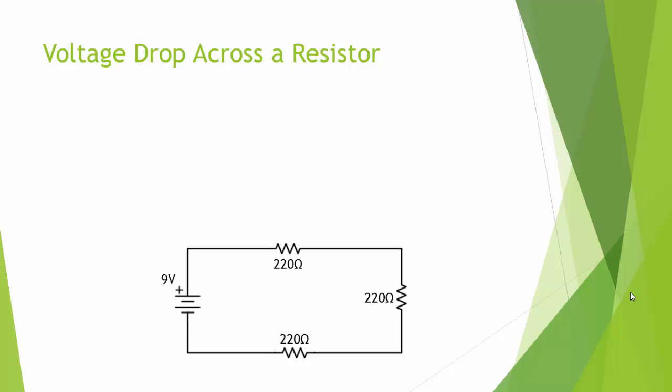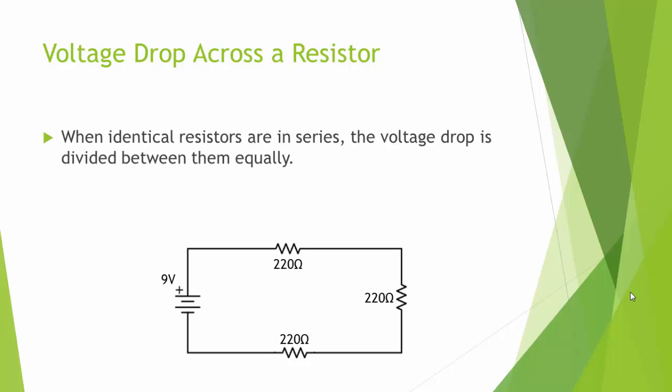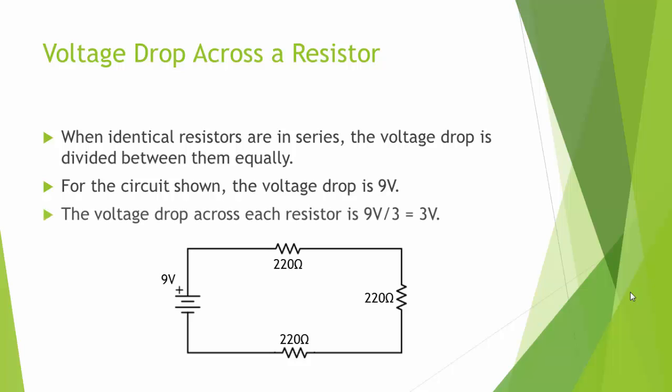Okay, well this probably won't shock you when we look at the idea of 3 identical resistors in series. For these, the voltage drop gets divided between them equally. The current is the same through each one. That's our conga line principle. And so we divide the overall voltage drop by 3 to get 3 volts.